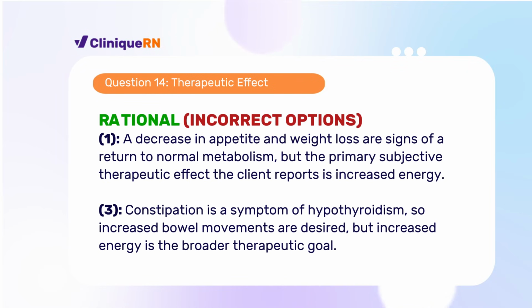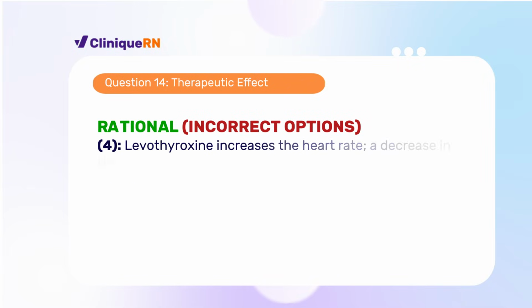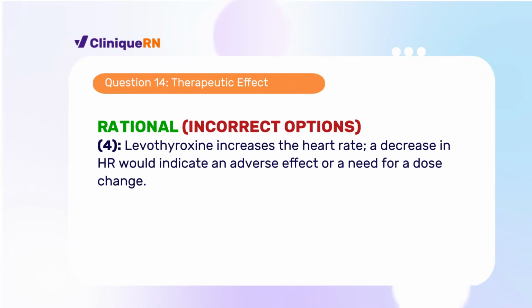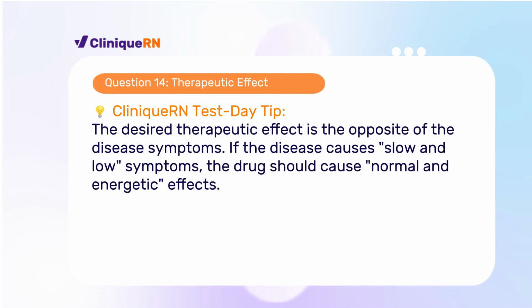Incorrect options. 1. A decrease in appetite and weight loss are signs of a return to normal metabolism, but the primary subjective therapeutic effect the client reports is increased energy. 3. Constipation is a symptom of hypothyroidism, so increased bowel movements are desired, but increased energy is the broader therapeutic goal. 4. Levothyroxine increases the heart rate. A decrease in HR would indicate an adverse effect or a need for a dose change. Clinique RN test day tip. The desired therapeutic effect is the opposite of the disease symptoms. If the disease causes slow and low symptoms, the drug should cause normal and energetic effects.